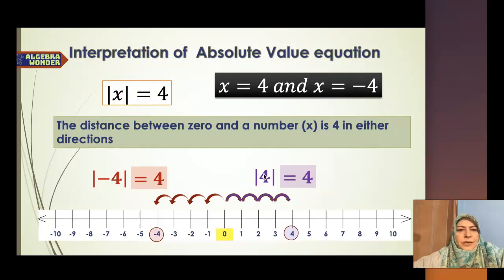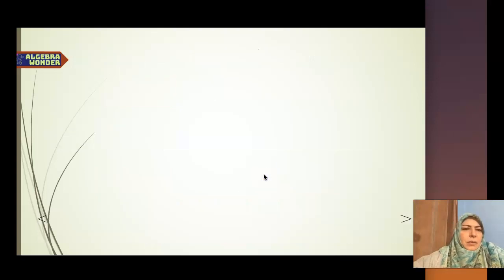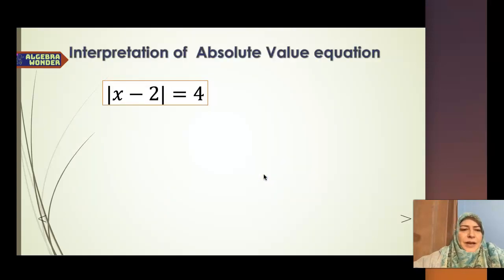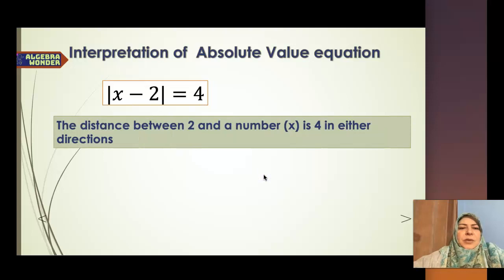So here is my solution for this equation. X can be 4, X can be -4. What about if it is not from 0? Let us see this example here. I'm solving this absolute value of X minus 2 equal 4. What does that mean? The distance between 2 and a number is 4 in either direction.